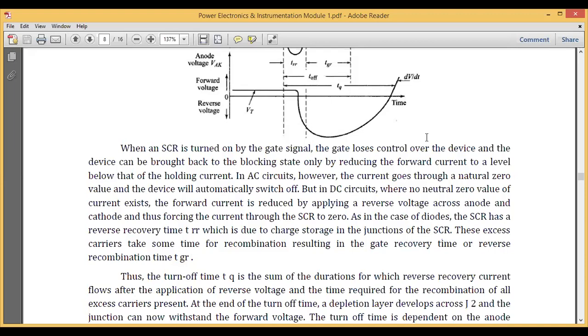Negative is applied to the anode and positive is applied to the cathode. You just reverse that particular voltage, then automatically your device will get turned on. That is what it is in the case of diodes.